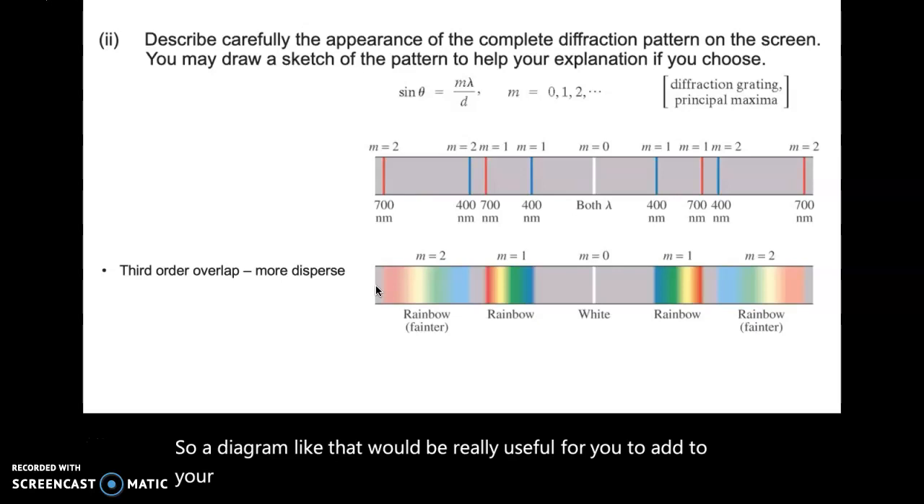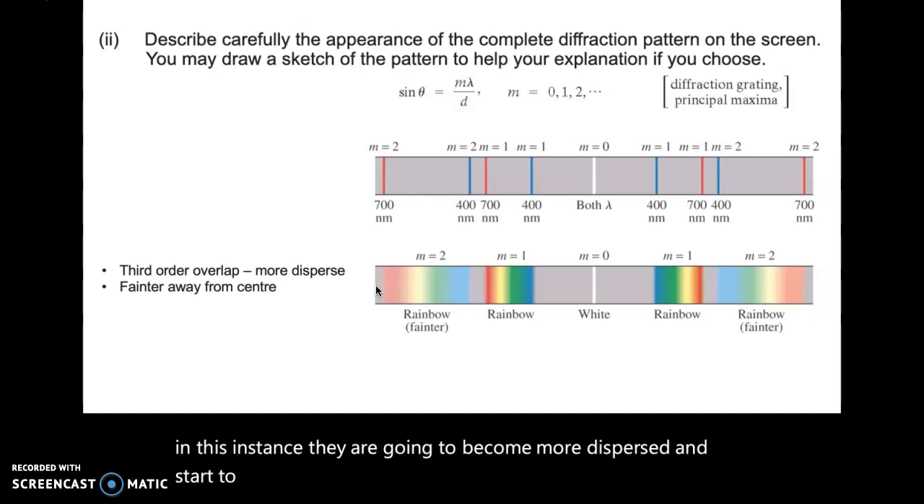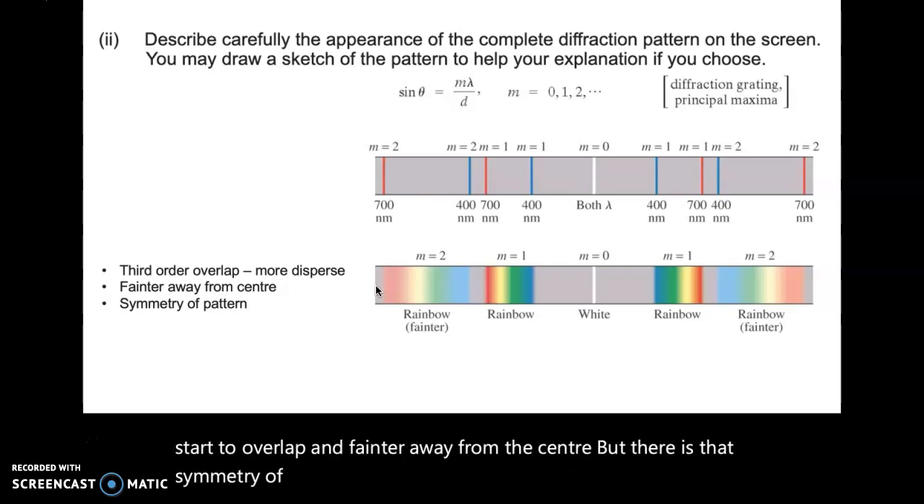And the key points are that once we get to third order in this instance, they're going to become more dispersed and start to overlap and get fainter away from the centre, but there is that symmetry of the pattern that you can see.